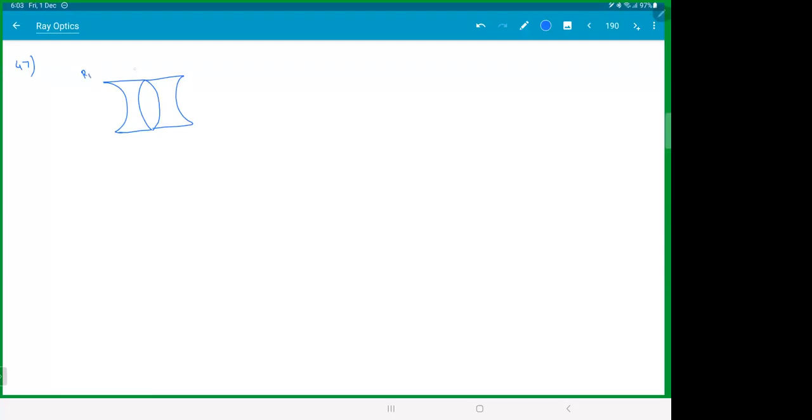So this radius is R1, R2, R2, R1. This is mu1, this is mu2, and this is mu3. Okay. R1 is 10 centimeters, R2 is 20 centimeters, mu1 is 2, mu3 is 3 by 2. Question is, find mu2 if the power is 0.